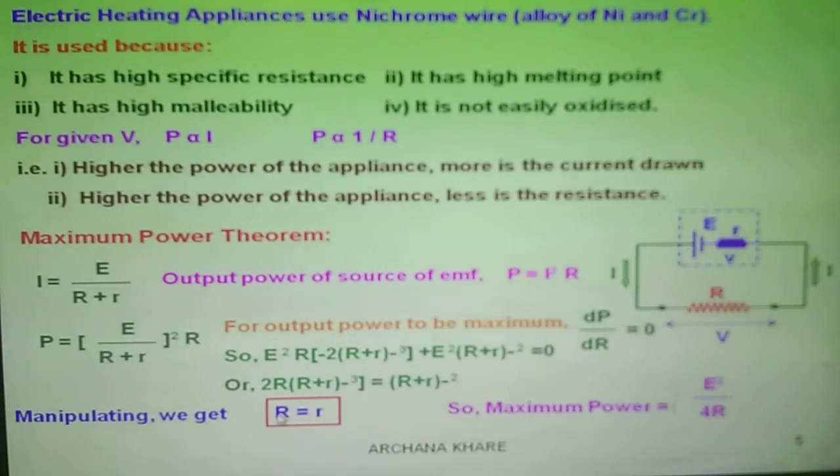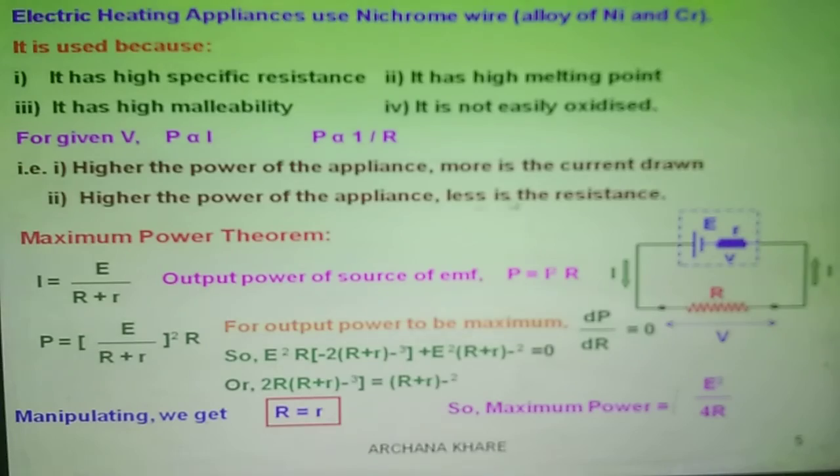So now putting this value of small r as capital R in this equation, we get R plus r is 2R. Whole square becomes 4R square. So E square by 4R square into R. So one R cancels, so E square by 4R. E square by 4R is the maximum power that is drawn from this cell. So we can realize what is the maximum power. In that case, instead of using R plus small r for I and using this formula, we simply replace small r by capital R. So we get the relation as E square by 4R.